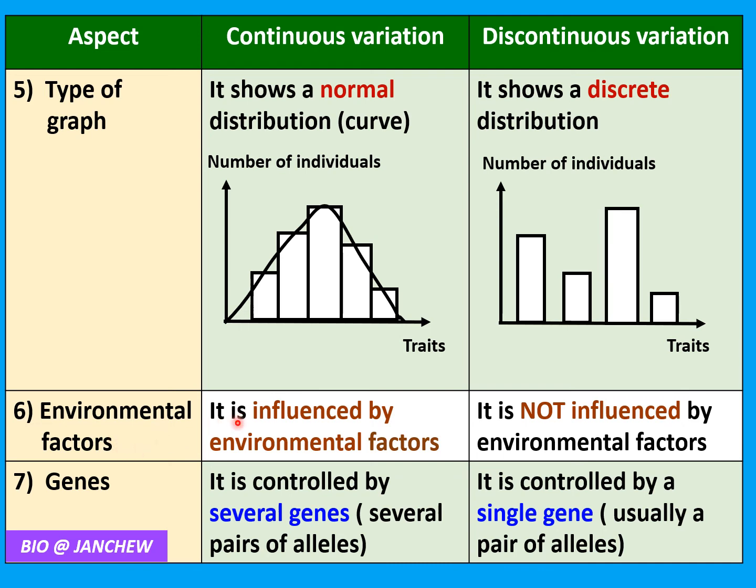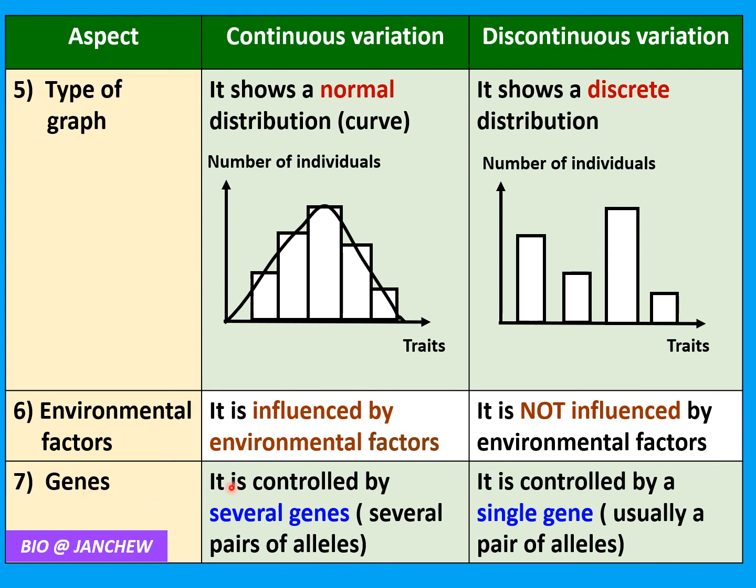Environmental factors. Continuous variation is influenced by environmental factors, such as for skin, the amount of exposure to sunlight will affect the color of the skin. And height is affected by the type and quantity of nutrients that a person eats in his food. Okay. Discontinuous variation, it is not influenced by environmental factors. For example, blood type or blood group is not influenced by any environmental factors.